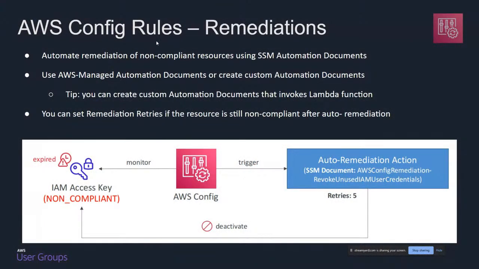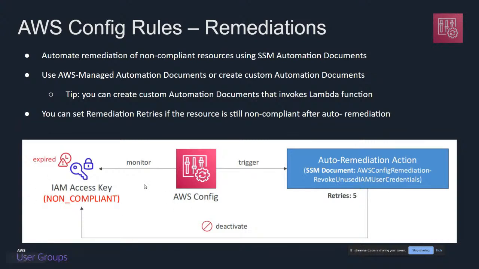Coming to config rule remediations, there are two ways you can configure remediations. One is using the AWS managed rules in Config itself, which we will see in just a second in the demo after this. Or we can use CloudWatch events to trigger our custom defined Lambda to remediate our actions.